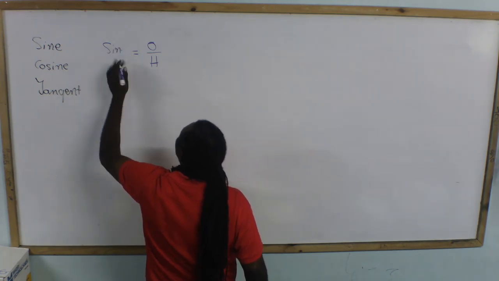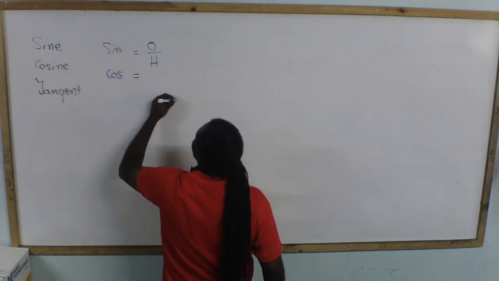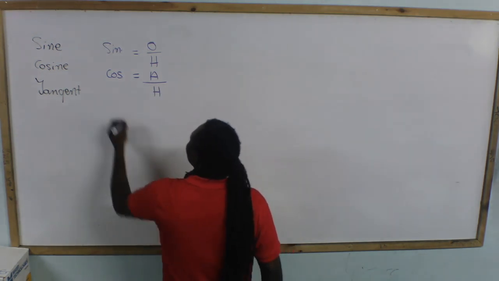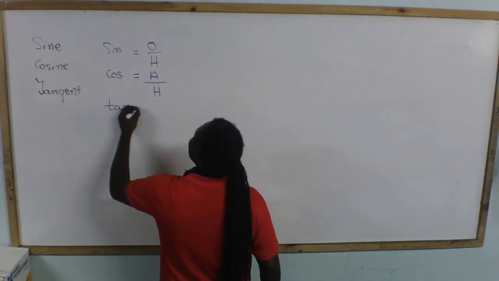And cosine, well, we use the short version. Cos is equal to what? And tan.